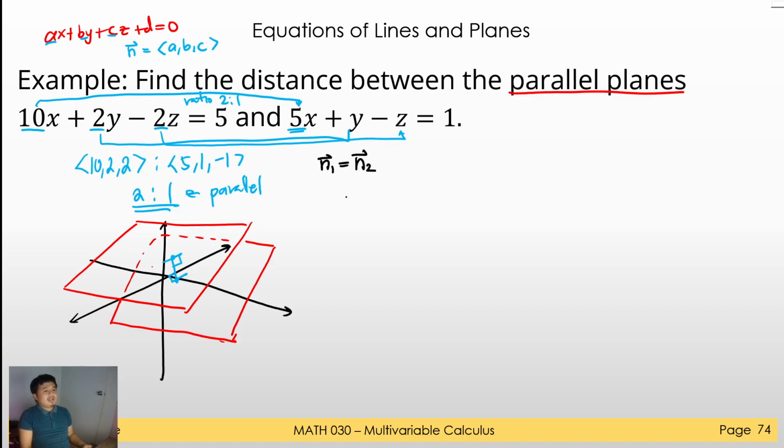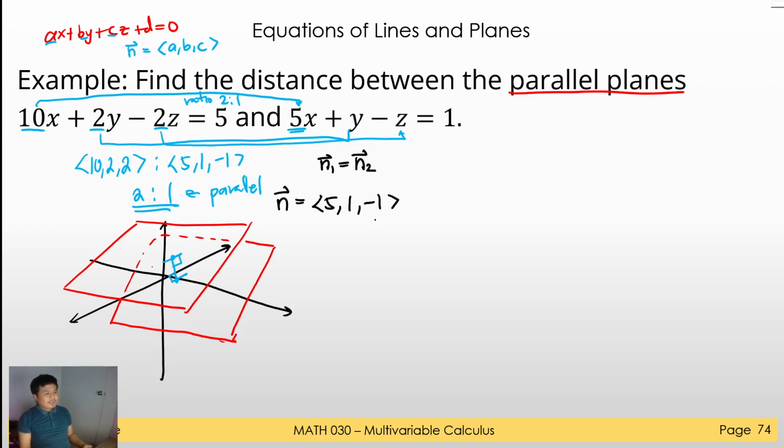So what is the orthogonal vector of this plane? We have a, b, c, and we just choose this simpler form: 5, 1, and negative 1, as your orthogonal vector. And then again, to find the distance, we already have the vector. We have to have an initial point too. So how do we choose an initial point?